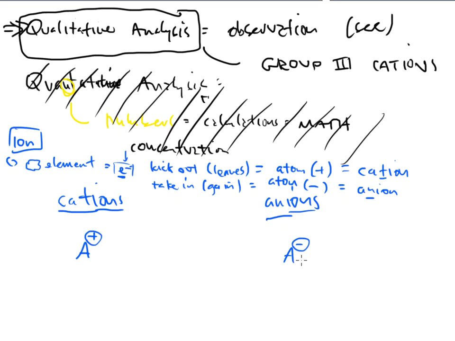Okay, so now that we know the anion and cation definitions, I'm going to go back up here and look at group 3 cations. And now we know we are looking at positively charged atoms in this lab experiment. Okay, well, where are most of those going to be located?